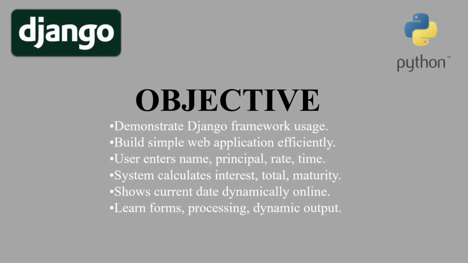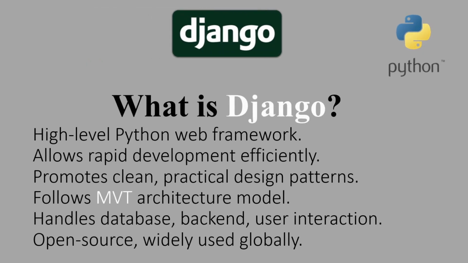The objective of this project is to demonstrate Django framework usage and build a simple web application efficiently, where the user enters name, principal, weight, time, and the system will calculate using the formula P into T into R divided by 100. It will show the current date dynamically using the Python module datetime, and we can learn about form processing and dynamic output.